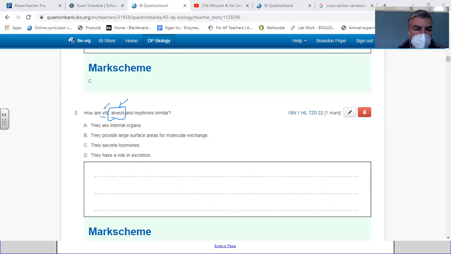Okay, so take a look at these three terms: villi, alveoli, and nephrons, and then think about what makes sense. Do they have a high surface area to volume ratio or low? And I'm going to draw them. While you're looking those terms up, I'm going to draw some. You tell me which one is which.